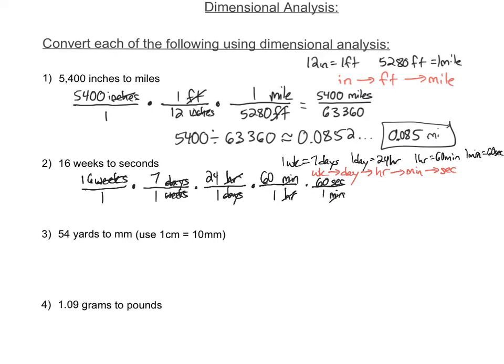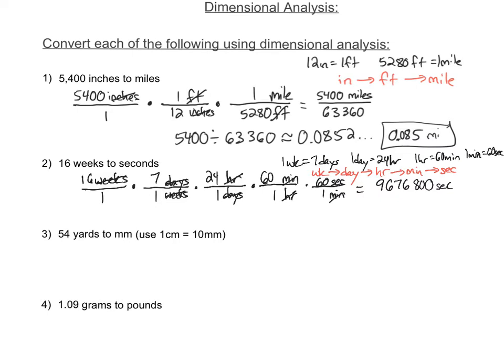And then these cancel. So for my numerator, I'm going to do 16 times 7 times 24 times 60 times 60, which gives me 9,676,800, and my units that are left are seconds in the numerator. And in my denominator, I really just have ones. So all the ones multiplied together, no units, means that that basically can just be not written.